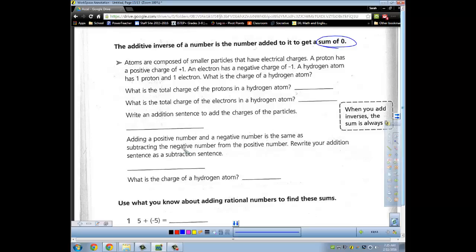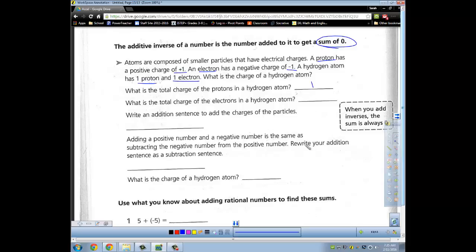So it says atoms are composed of smaller particles that have electrical charges. A proton has a positive charge of +1. An electron has a negative charge of -1. A hydrogen atom has 1 proton and 1 electron. So we want to know what's the charge of the hydrogen atom. So to figure that out, what is the total charge of the protons in a hydrogen atom? Well, as 1 proton, each proton is 1. 1 times 1 is 1.